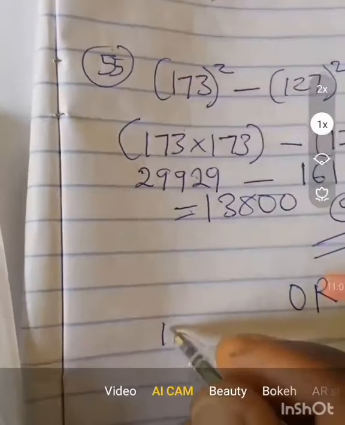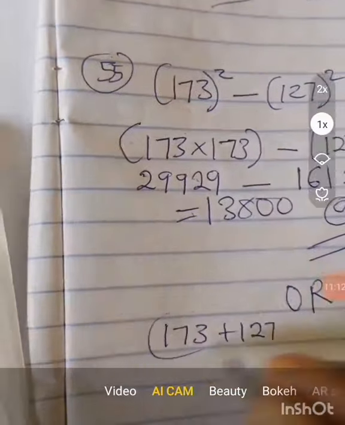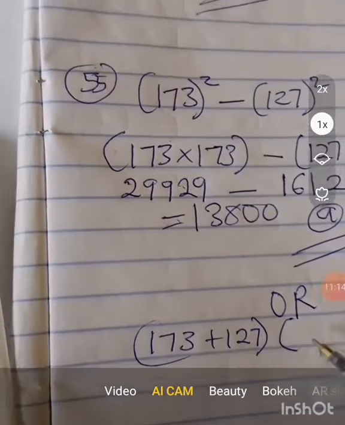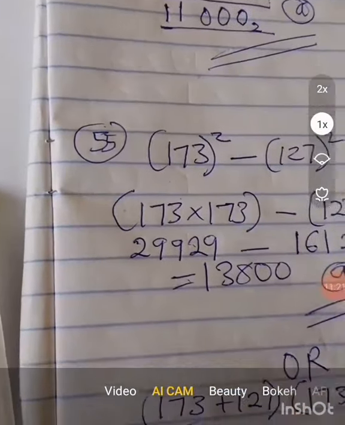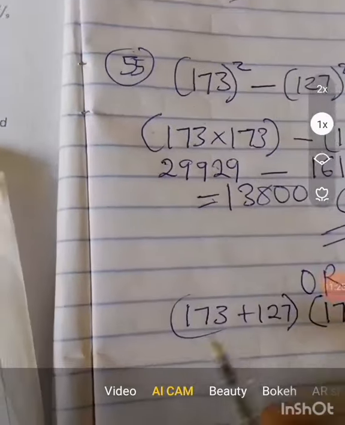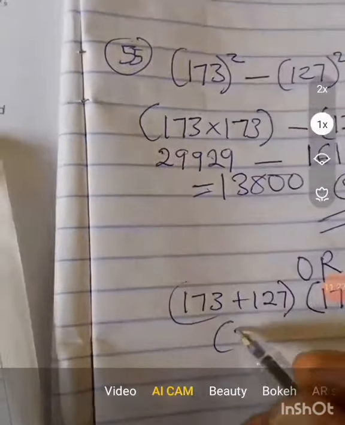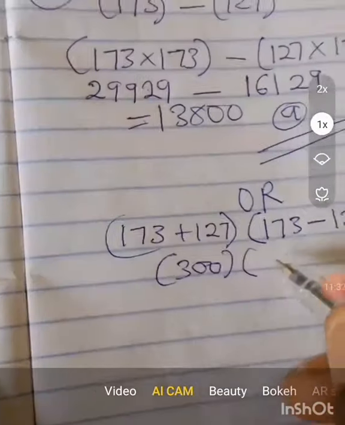That is 173 plus 127 times 173 minus 127. So when you add up these two, you get 300. When you subtract this, you get 46.